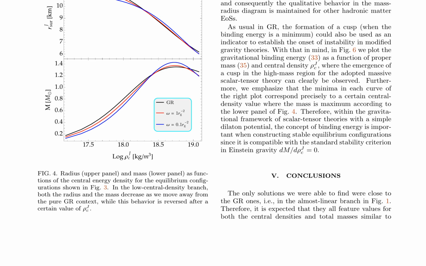These results are consistent with the standard stability criterion in Einstein gravity, dm/dρc equals 0, and demonstrate the significance of polytropic equations of state in understanding compact star structure within the framework of scalar tensor theories. The estimated mass and radius of the remnant HESS J1731-347 are consistent with previous results obtained using massive scalar tensor theories and a polytropic EOS.